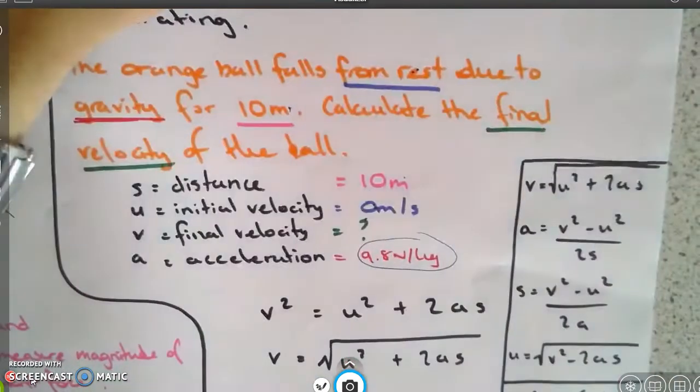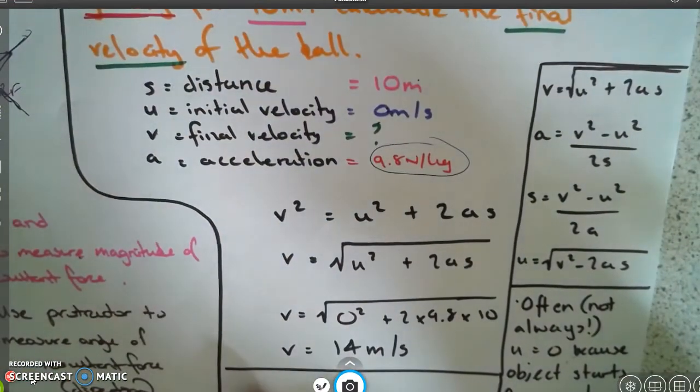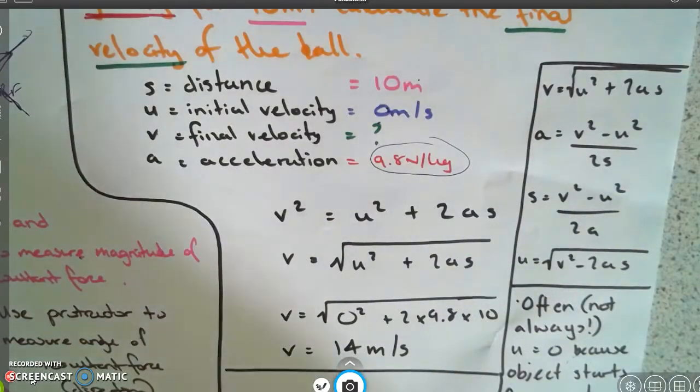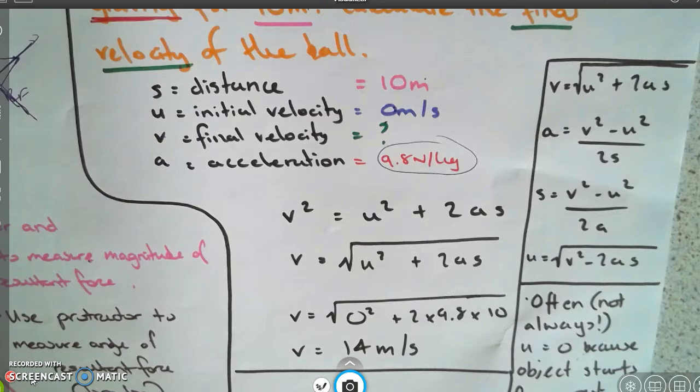So I need to use my equation, and that's v squared equals u squared plus 2as. Then I need to square root both sides. That's v is the square root of u squared plus 2as. I then substitute my numbers in. So v is the square root of 0 squared, so nothing, plus 2 times 9.8 times 10. And when you plug that in and calculate correctly, you get v as being 14 meters per second.